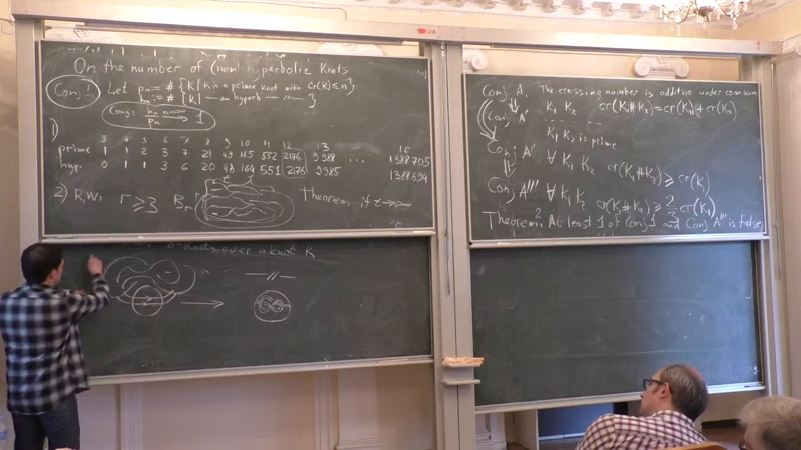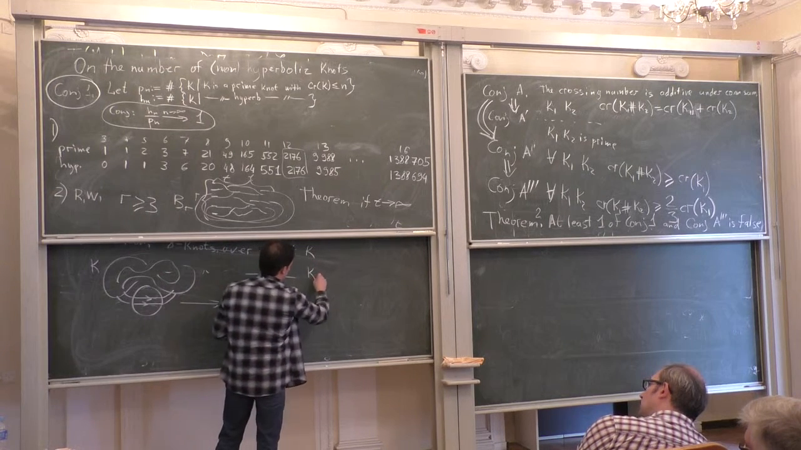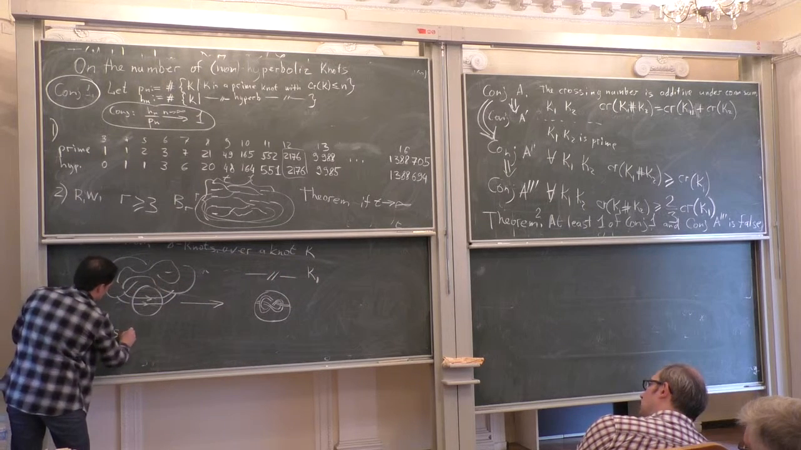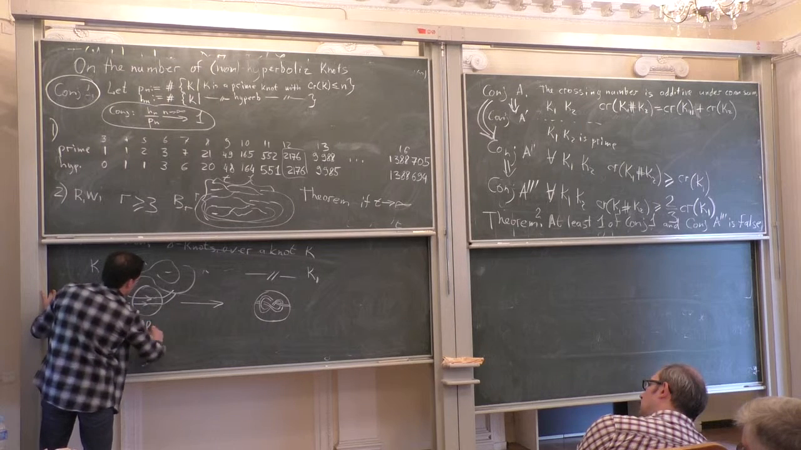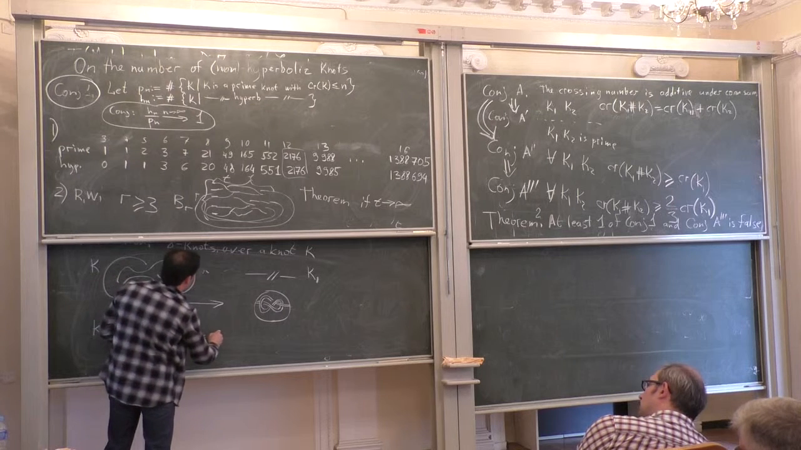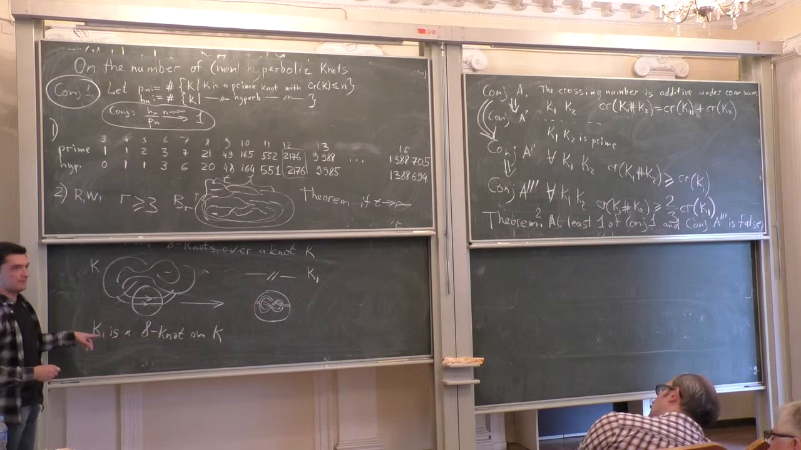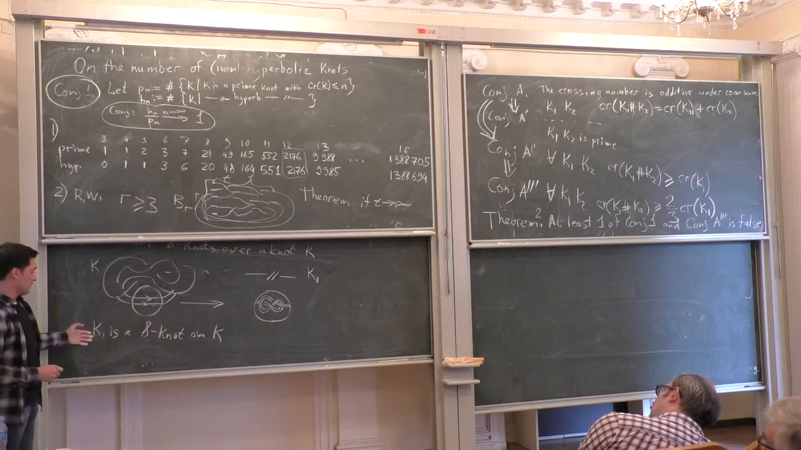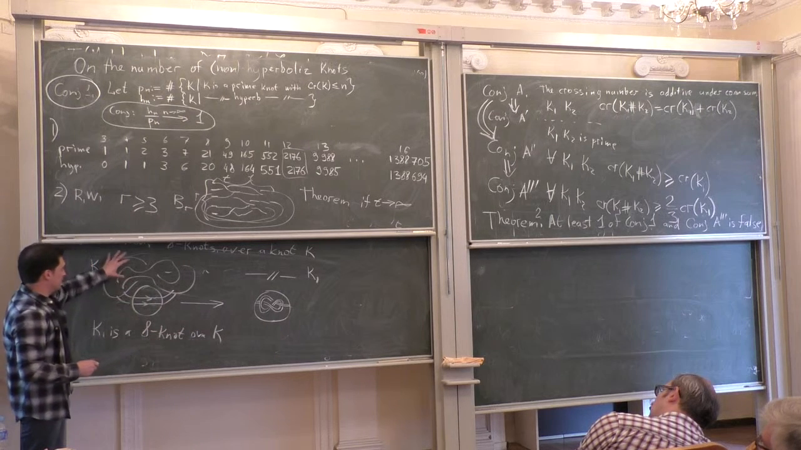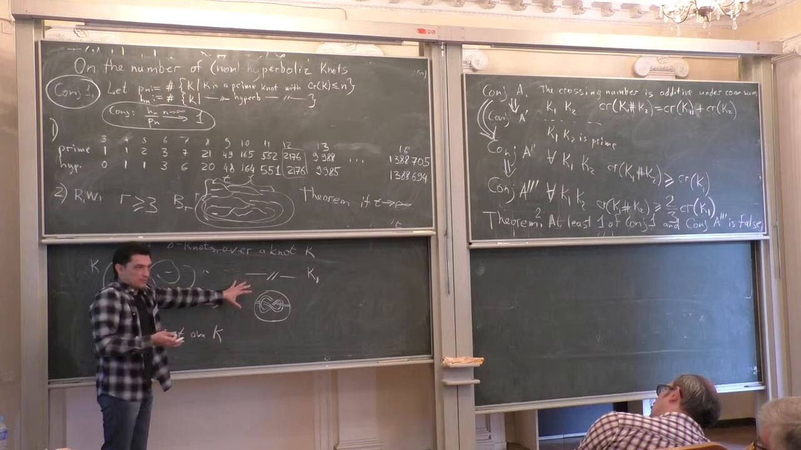So, if this is the diagram of a knot K, and this one is K1, I say that K1 is a figure 8 knot over K. Is it well defined? No, there are a lot of figure 8 knots over K. So I can take another part of the diagram, and of course I can obtain some other knot.